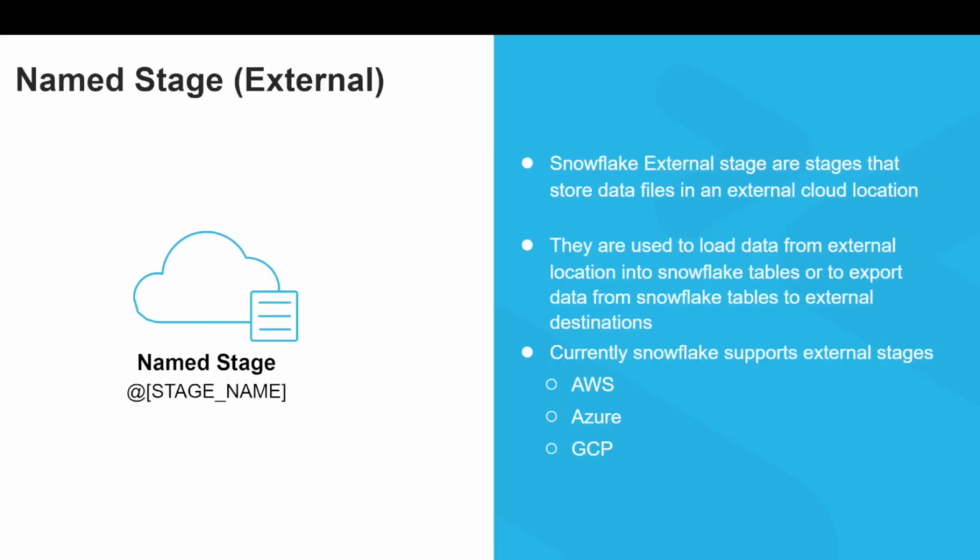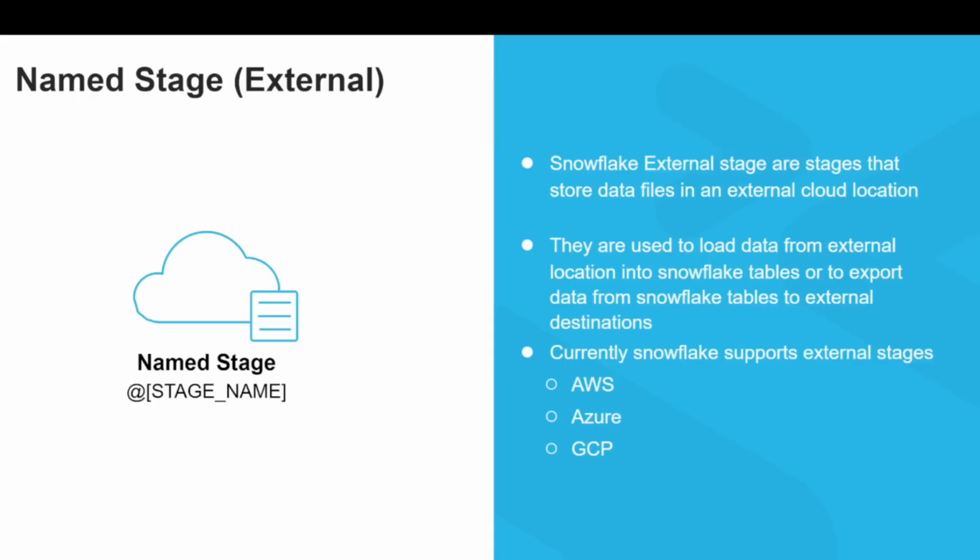Snowflake external stages are stages that store data in an external cloud location. So if you have files in a location outside of Snowflake and you want to access those files from Snowflake, you need to create an external stage for them. They are used to load data from an external location into Snowflake tables, and they also help you export data from Snowflake tables to an external destination. So it works both ways.